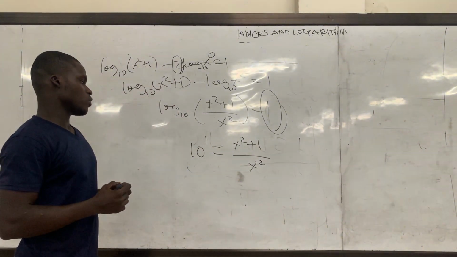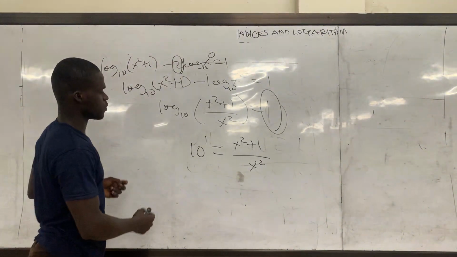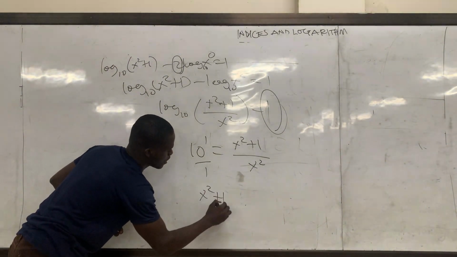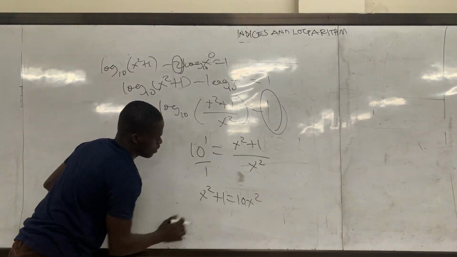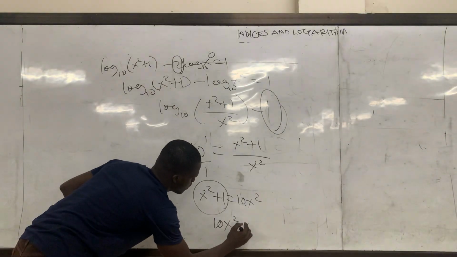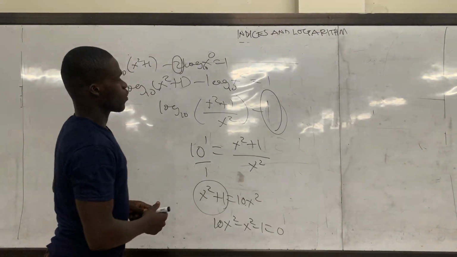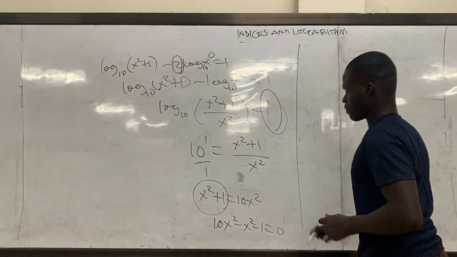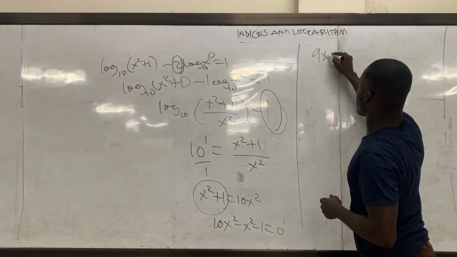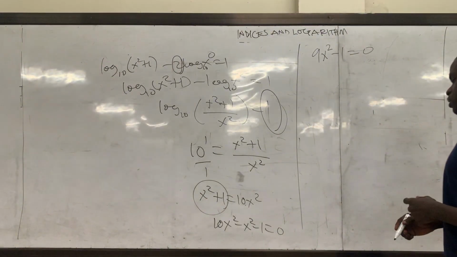Now we have a quadratic equation which we can easily solve. So let's go ahead and solve it. We can cross multiply: x squared plus 1 is equal to 10x squared. Let's send all of this to that side. So we get 10x squared minus x squared minus 1 equals 0. Let's continue from there. 10 minus 1 is 9, so 9x squared minus 1 equals 0.